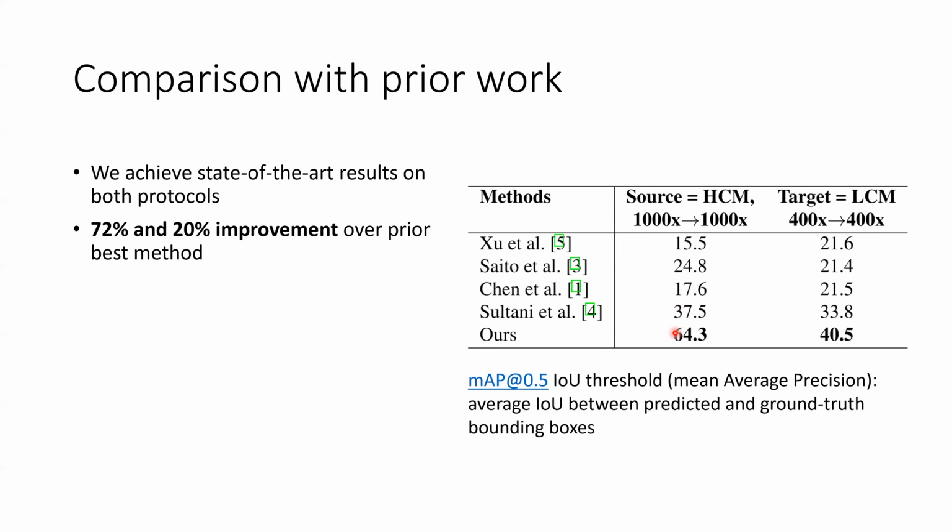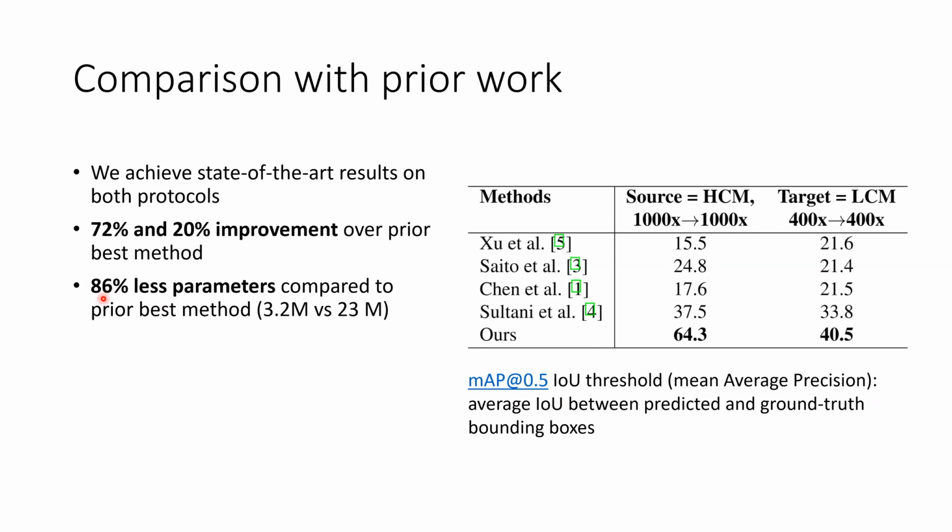Our improvement is 72% in this protocol, where source is HCM and test is LCM. On 1000x scale, we are getting a 72% improvement from prior work. On the 400x, we are getting around 20% improvement. And these results are on mAP at the 0.5 IoU threshold. So that's a very, very strict metric.